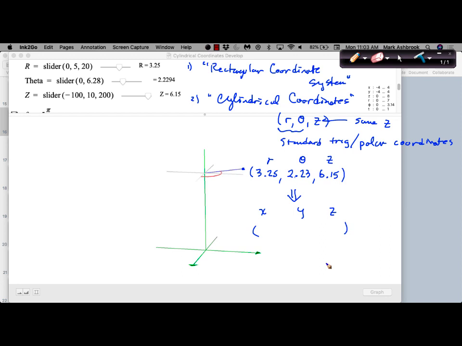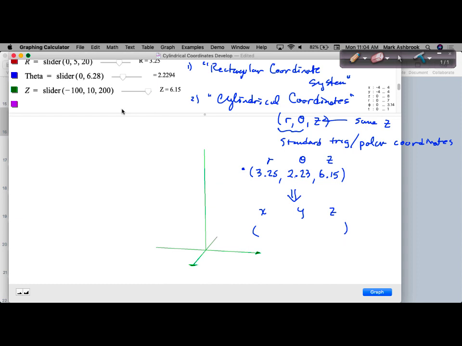How would we get the x-coordinate from these cylindrical coordinates? Alexander knows. We should all know. Nicholas, is that a hand? Can you tell me? How would you get the x-coordinate if we knew that r was 3.25, theta was 2.23, and z was 6.15? I just want the x-coordinate. But yes, z would be the same. That's true. X would be half the radius. No, it wouldn't. X would be.